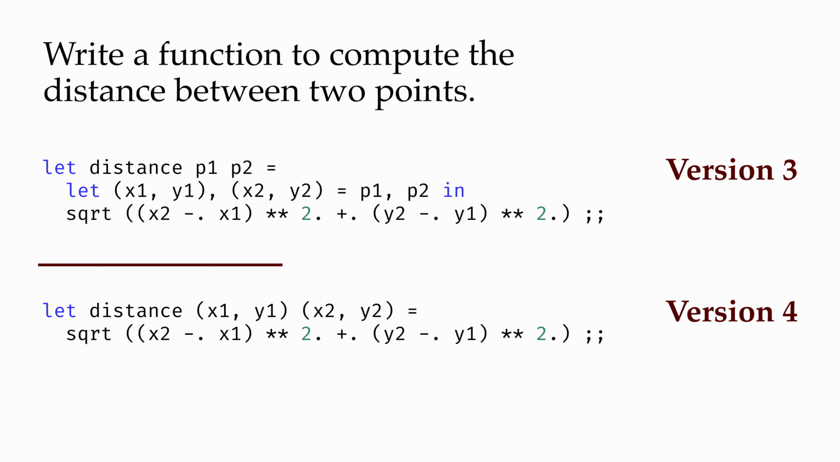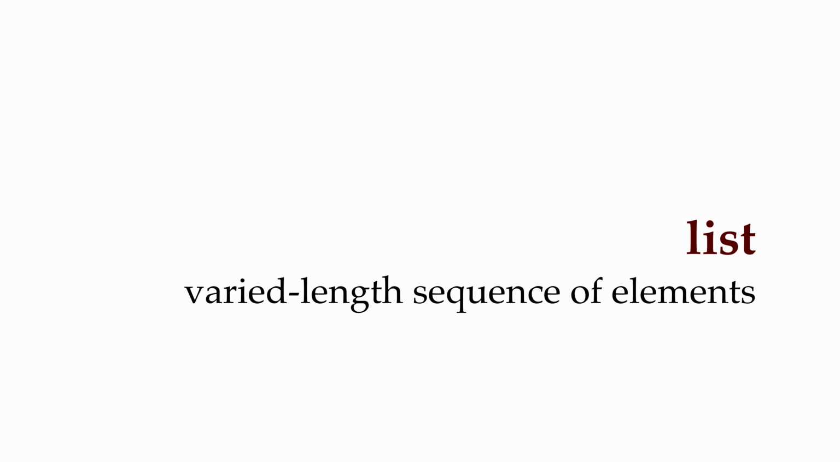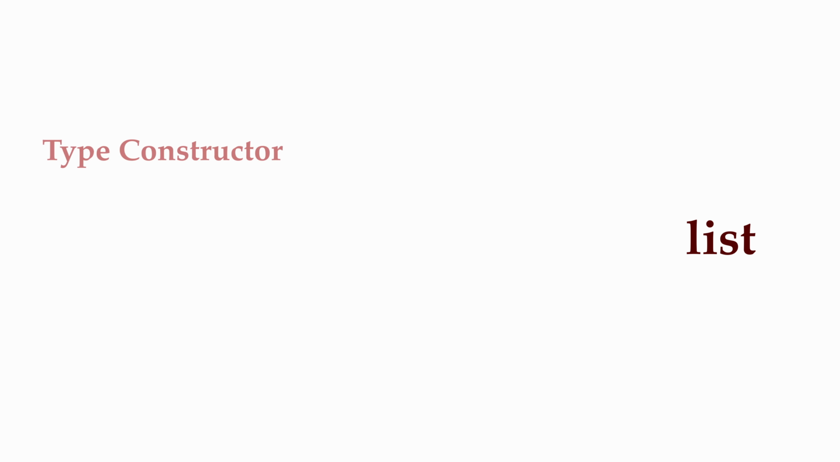For example, the next structured data type we'll take a look at is the list. While a tuple is a fixed length sequence of elements where the types of those elements might be different, a list is a varied length sequence of elements, and those elements must all be of the same type. We can describe the type for a list by adding the type constructor list after the name of the type of the individual elements in that list.